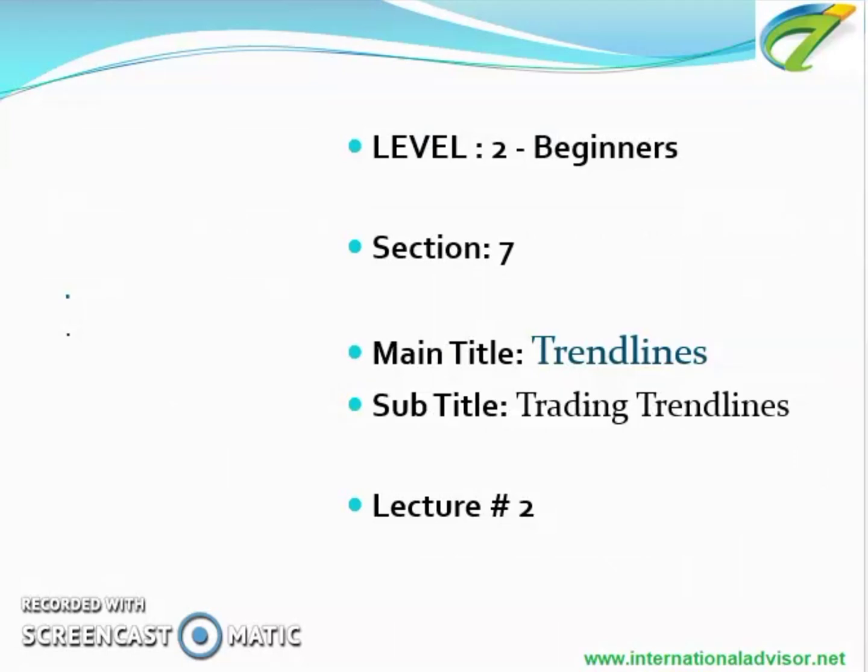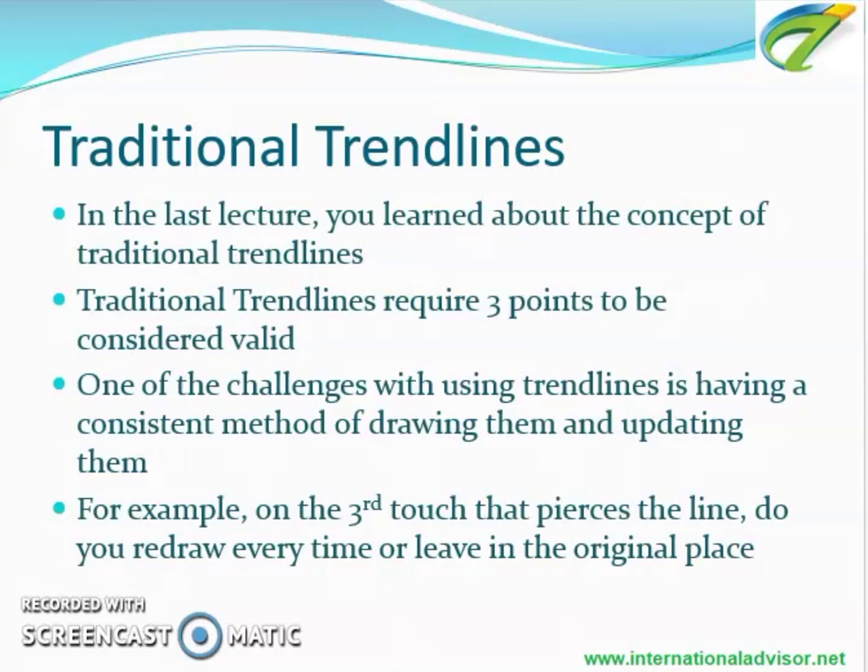This is lecture 2 of the trend lines. In the previous lecture, we just studied the basic and traditional trend lines. Traditional trend lines require 3 points to be considered valid, as we discussed. One of the challenges with using trend lines is having a consistent method of drawing them and updating them. Updating is more important because in this lecture we will study how we can make use of these trend lines, which is not possible without updating them from time to time.